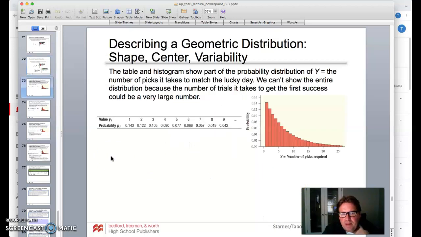A table and histogram show part of the probability distribution. Now, we can't show the entire distribution because obviously it could go on and on forever and ever. It could be a very large number, right? I mean, eventually you're going to get it, but that's what we have here.